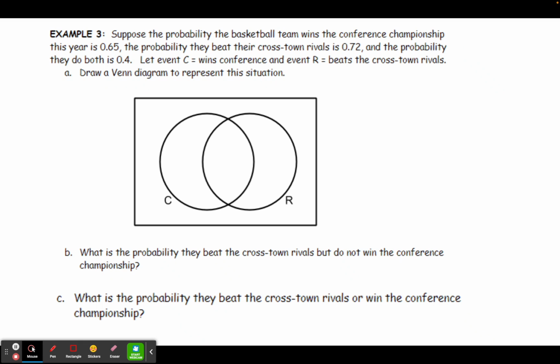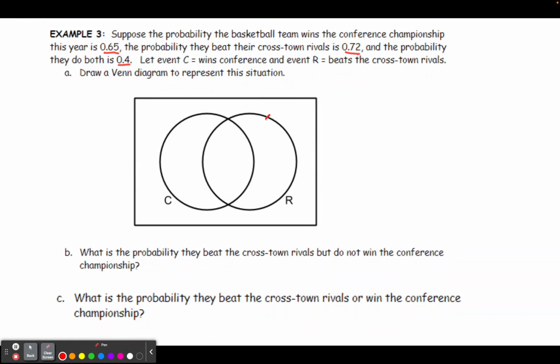Here's another example where we're going to use some information to fill in a Venn diagram. We know that the probability that basketball wins the conference championship this year is 0.65, and that's what the C represents in that Venn diagram. The probability they beat their rivals is 0.72, that's the R circle, and the probability that they do both is 0.4. Notice again, if we look at these three probabilities that are given, we have 0.65, 0.4, 0.72.